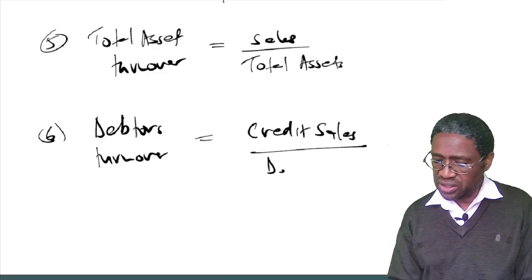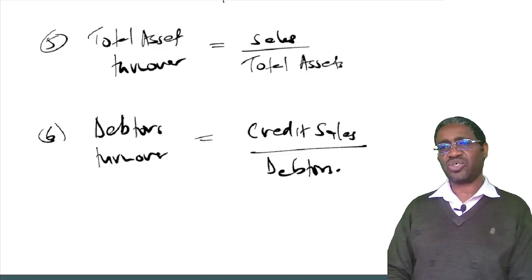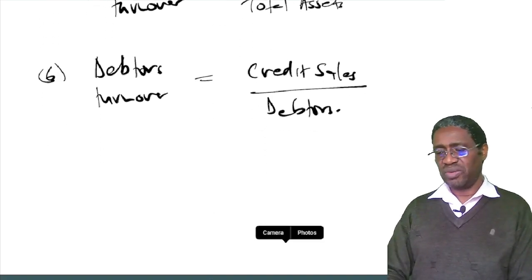You take credit sales, you divide by debtors. Good. That's our ratio number 6. Let's go to number 7 now.